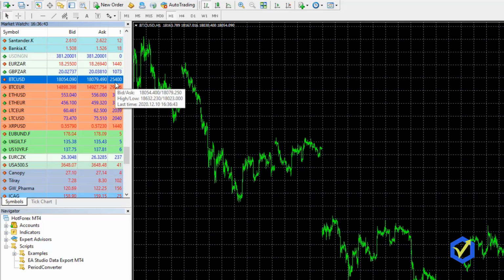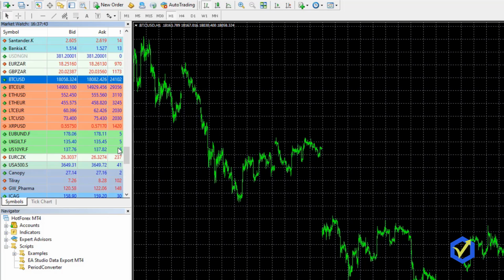$24. And something important to notice here, that HotForex has 3 digits after the decimal point for Bitcoin. So you can see that the ask price is 18,077.045. There are 3 digits after the decimal point. So this means that the spread, which is displayed as 24,000 something, is actually $24. So if I buy one complete lot and I close the position, or I sell one complete lot and I close the position, I will pay about $24 as spread.